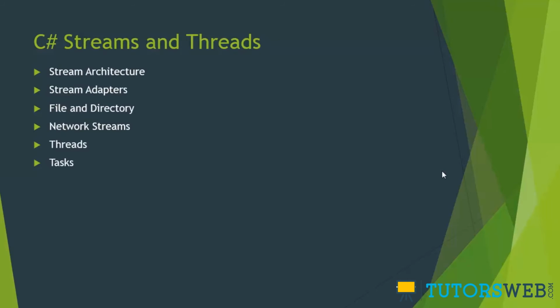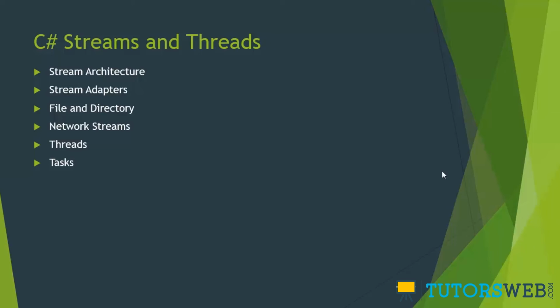In our next section, we'll cover streams and threads. We'll cover the architecture of streams, the different stream adapters. We have different things like text writers, text readers, file readers, and file writers. We'll also talk about file and directory classes. These are classes that you can use to manipulate files.